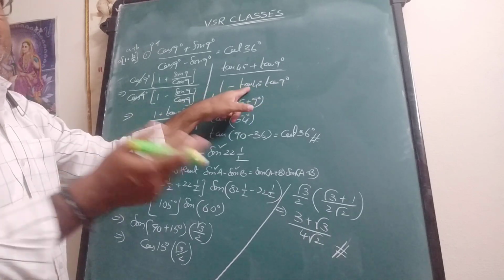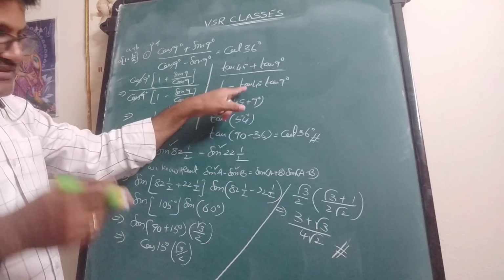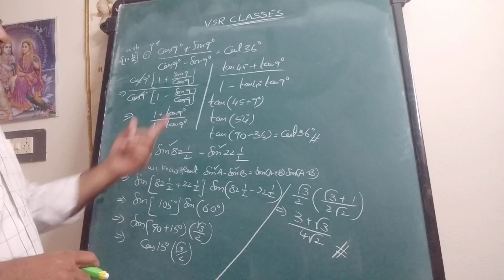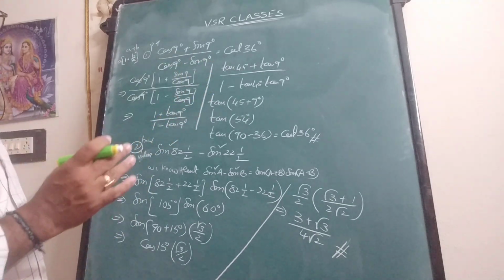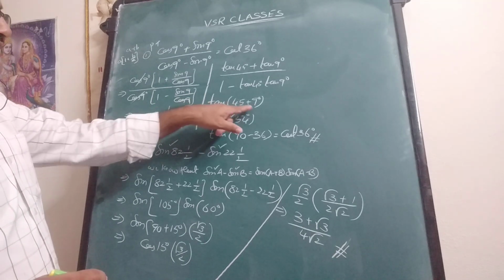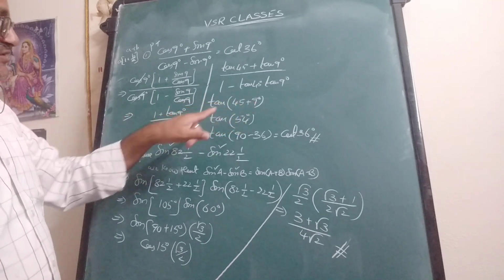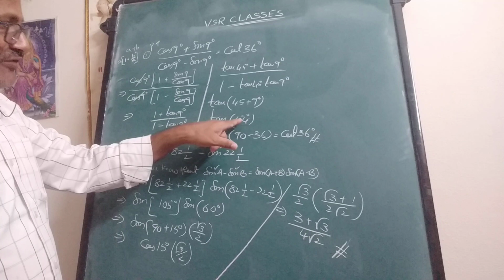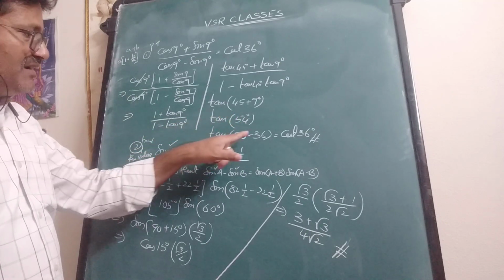Here also you will get 1 into tan 9. Instead of 1 I can write tan 45 there. So it is in the form of tan A plus tan B by 1 minus tan A tan B. So I can apply the tan of A plus B form, 45 plus 9. So tan of 54. 54 I can write as 90 minus 36.